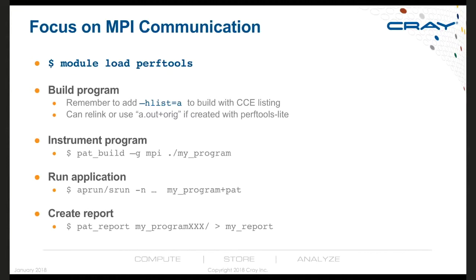But the user has to do it themselves. And this will happen on the login node as opposed to on the compute node. So the pat build happens on the login. Then you run on your compute nodes with your plus pat binary. And then back on the login, you create your report with pat report. So there's a few more steps, but hopefully this isn't too much and can be followed.